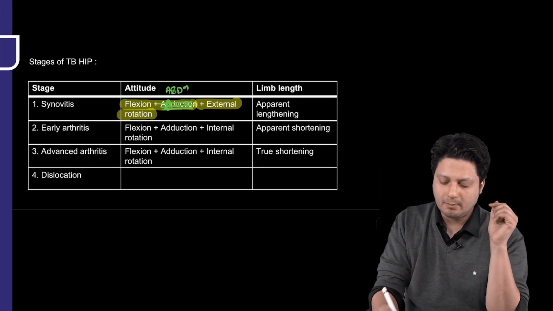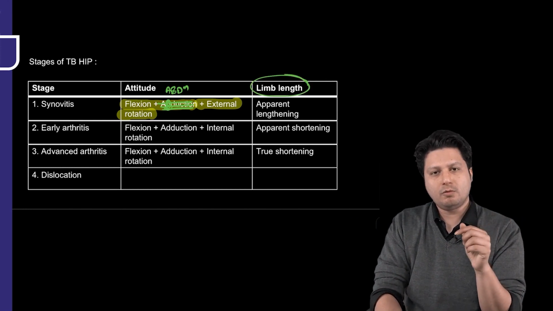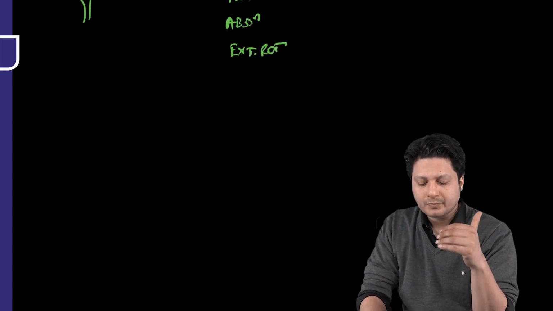Now what about this limb length? Because you know, whenever the patient comes to you, you will examine the patient by placing him on couch. You will ask him to lie supine on couch, and then you will have a just apparent look on the length of the limb. You will look for the limb length discrepancy and how is it helpful in making the diagnosis, or how is it helpful in grading the stage of the tuberculosis.